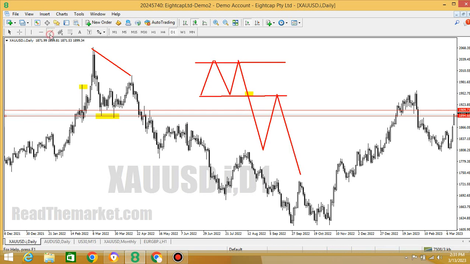The stop loss is always going to be just above the candle. Don't make it too tight, just give it room to breathe. So put your stop loss here, and then you take profits at the lowest low. So this is the simple concept of an FTR.